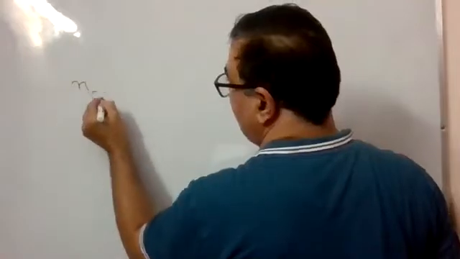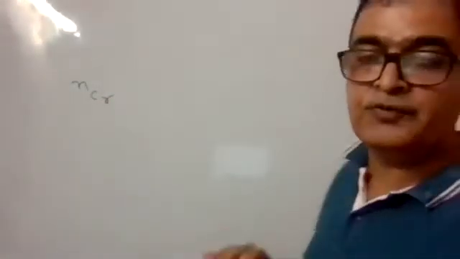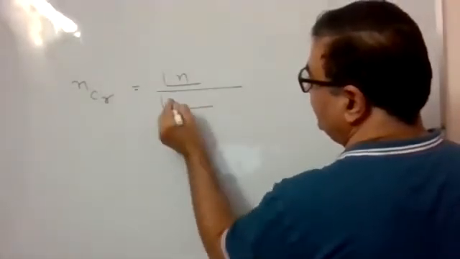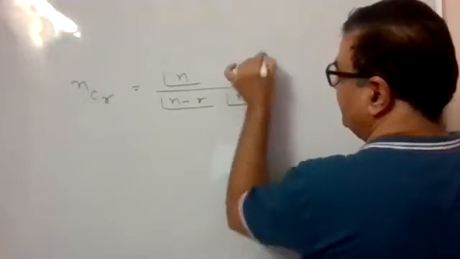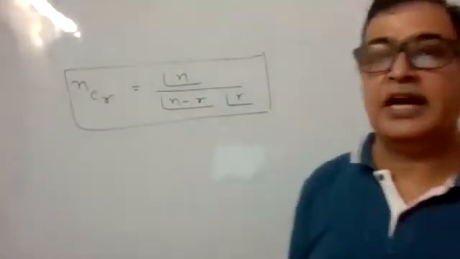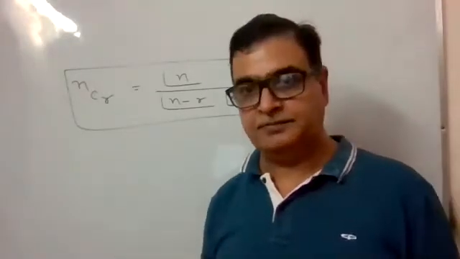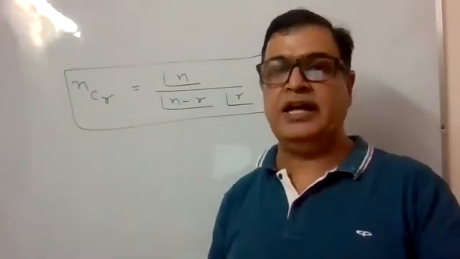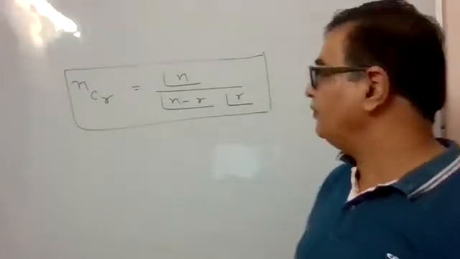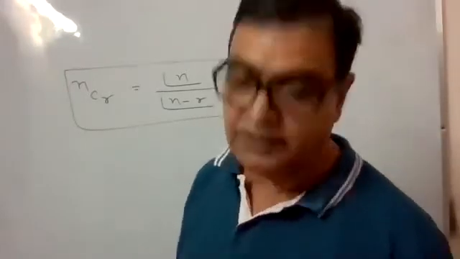We have done only one formula on combination, that was nCr. Out of n things, if you select r at a time, then the formula says nCr is factorial n divided by factorial n minus r times factorial r. If total things are n and we are selecting r at a time, then nCr is n factorial by (n minus r) factorial into r factorial.